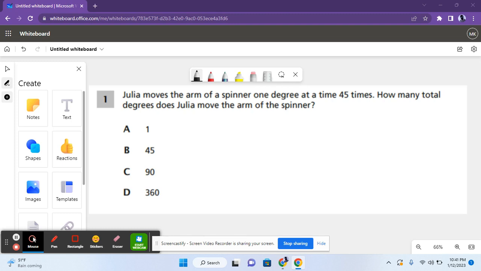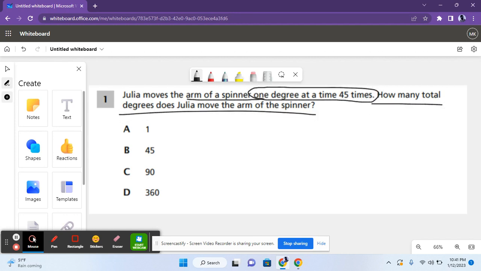Julia moves the arm of a spinner 1 degree at a time 45 times. How many total degrees does Julia move the arm of the spinner?